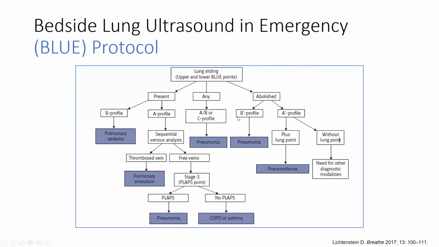The patient has pneumonia. If it is an A dash profile, and if you can see the lung point, then it is pneumothorax. But without a lung point, we need to understand what the other cause is, and for that you will need other diagnostic modalities.